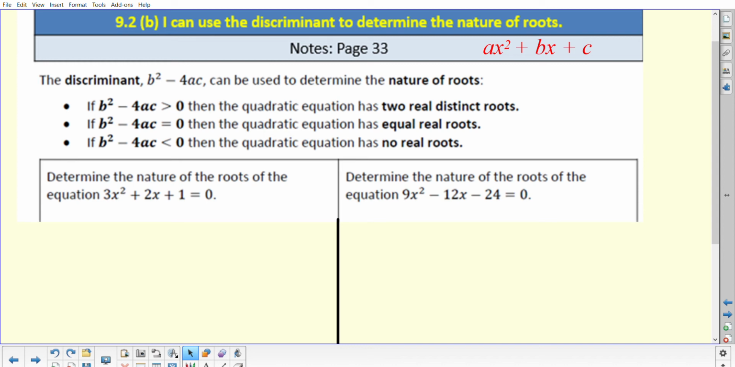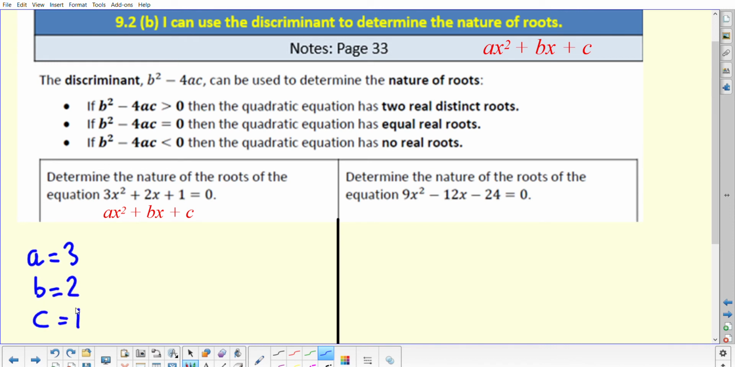So you saw yesterday, when you were working with the quadratic equation, that you needed to be able to identify these a, b and c. These are what's called coefficients, the numbers in front of each of these terms. So we're going to identify the a here for this equation would be equal to 3, the b would be equal to 2, and the c would be equal to 1.